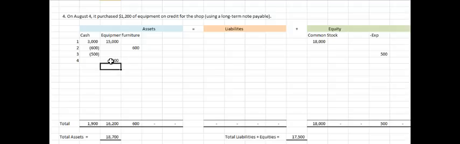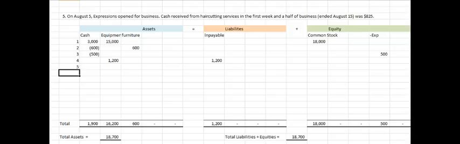What type of account is long-term note payable? Payable is a debt. We just entered into debt, so it's a liability, and we're going to say long-term note payable. Now, did our long-term notes payable increase or decrease? We didn't have any debt. Now we just went into debt, so our long-term liabilities also increased. And the accounting equation is still in balance.